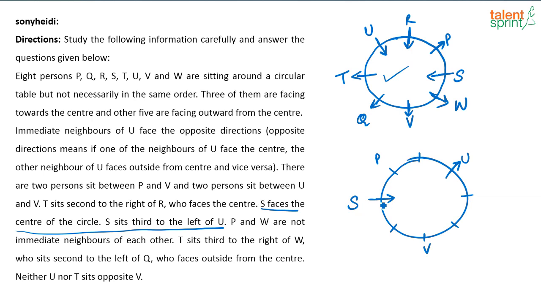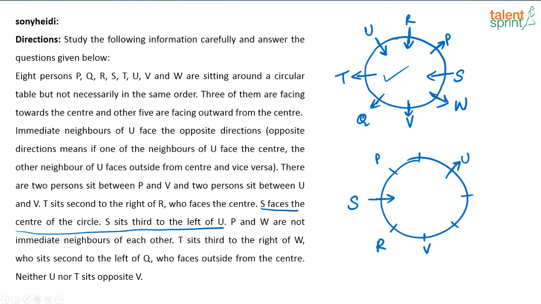Okay, so we have placed S, we have placed U, and what else is given? S sits third to the left of U, then T sits second to the right of R, who faces the center. So where can I place T and R? See, if this is going to be R, it is given R is facing the center, correct? So R is facing the center means T has to be here, so not possible. So R cannot come here. Can this be R? If this is R, again this has to be T, not possible.